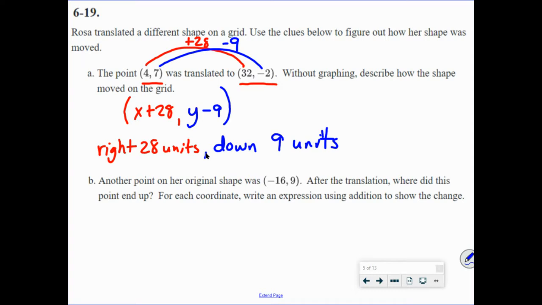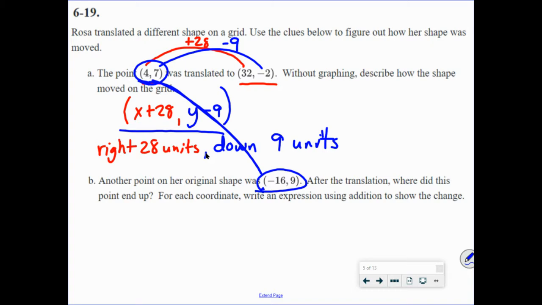Same thing here for B. Another point on her original shape was (-16, 9). After the translation, where did this point end up? For each coordinate, write an expression using addition to show the change. So this was another point on the original shape, which means that one and this one were part of the original shape, all right? And then you moved it by the same thing we moved the other one, which, hint, hint, is right there. After the translation, where would it end up?